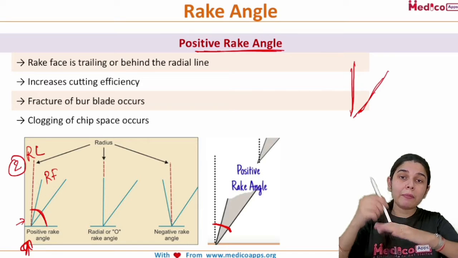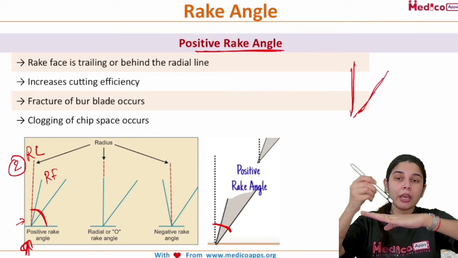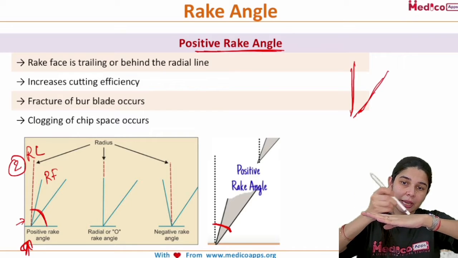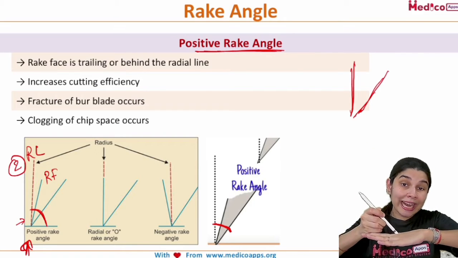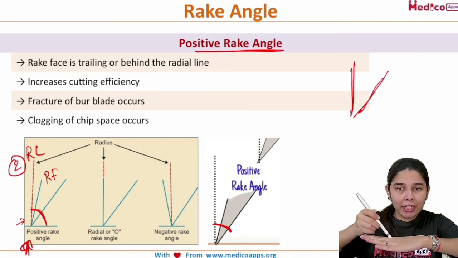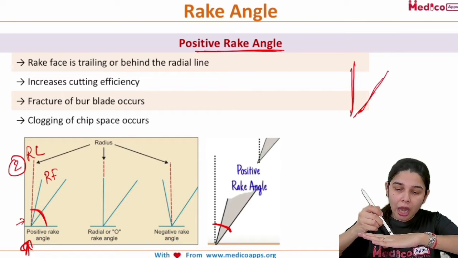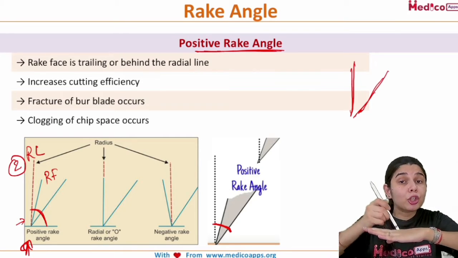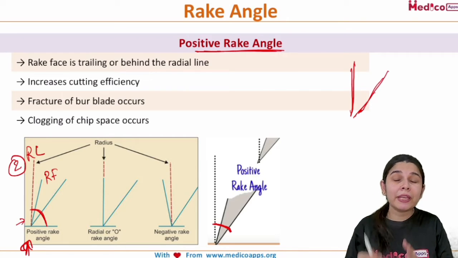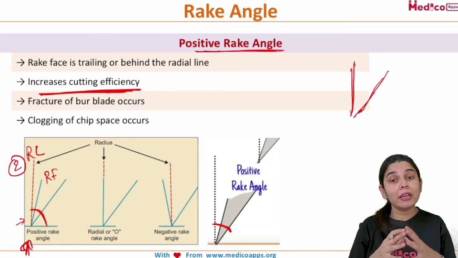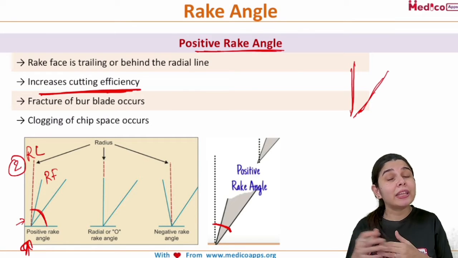Now if I am putting my instrument in an obtuse angle direction, if this is the tooth surface and this is the instrument and this is an obtuse angle direction, what is it going to do? Will it be just scraping off or will it be able to cut the tooth surface? Definitely now you can see that the blade of the bur can cut the tooth surface also. So that means we can say that the positive rake angle increases the cutting efficiency because it forms an obtuse angle between the rake face and the radial line.